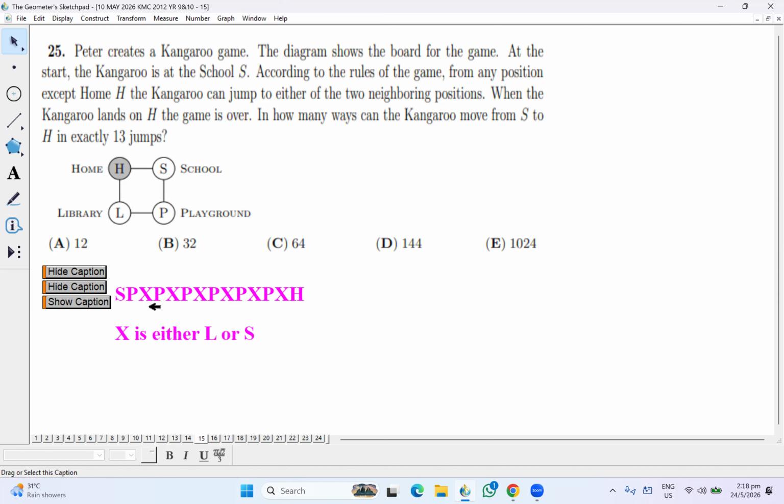So X occurs 6 times. You have 13 jumps. So S to P is the first jump. Then 2, 4, 6, 8, 10, 12. And then the last jump is the 13th jump. So X 6 times, 2 times 2 times 2, 6 times, gives 64. That's the answer. Okay, next question.